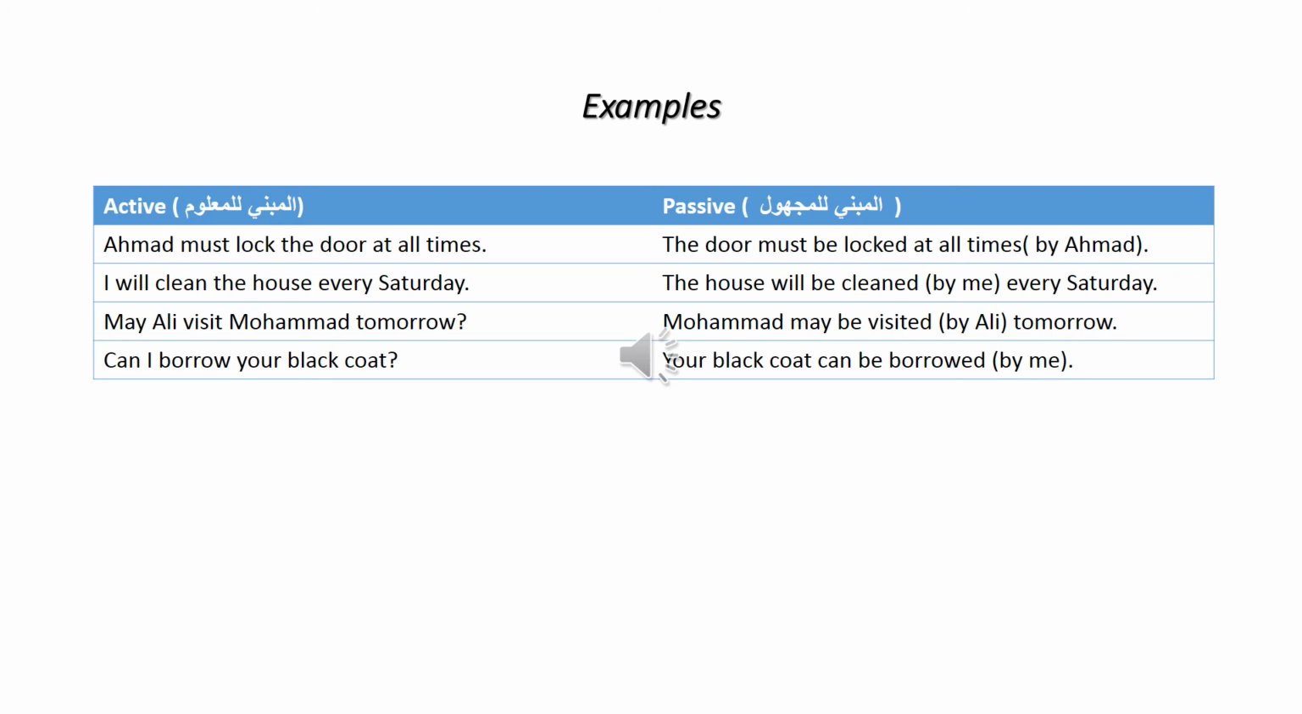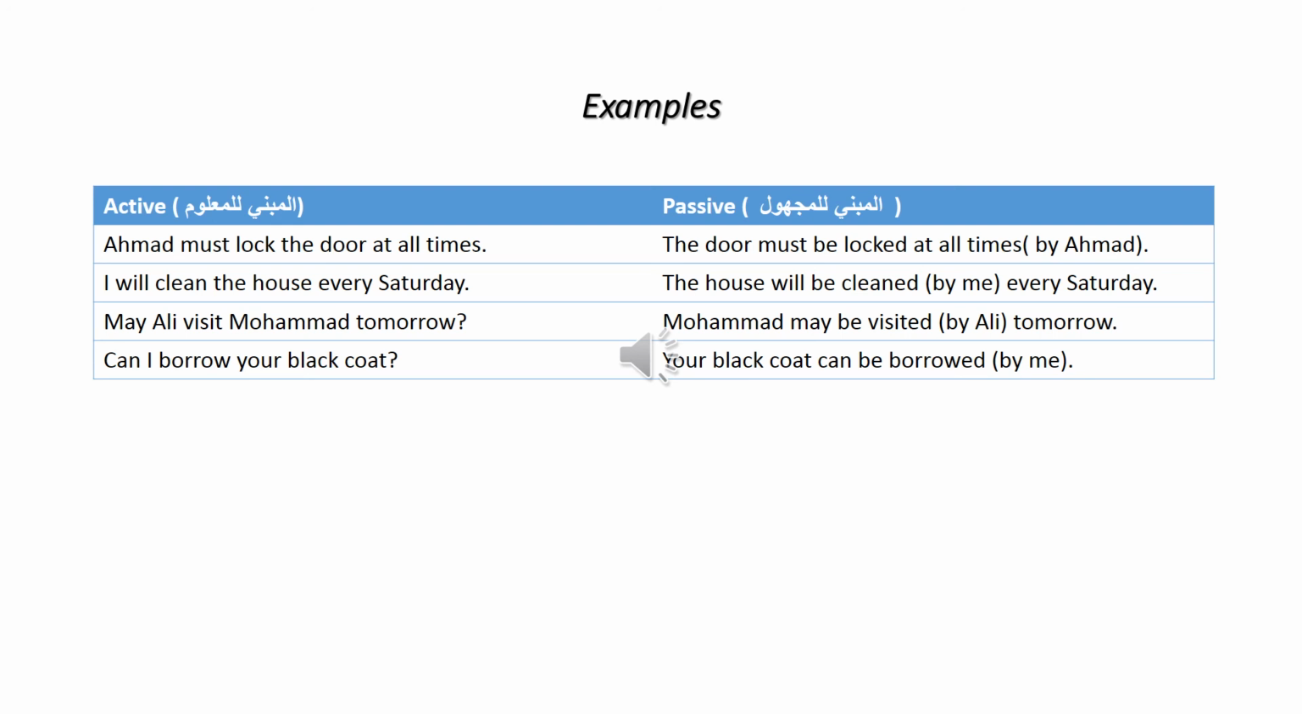As we said before, an active sentence is when the doer of the action is in the sentence, من قام بالفعل موجود بالجملة. And a passive sentence is when the doer of the action does not exist in the sentence، من قام بالفعل مش موجود بالجملة. The first example: Ahmed must lock the door at all times.